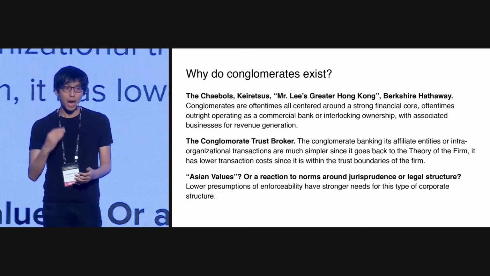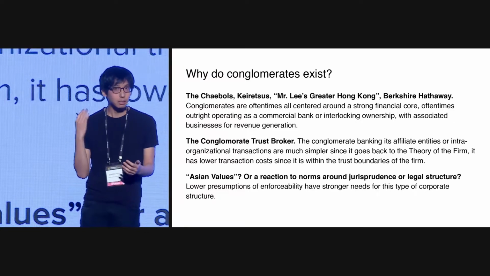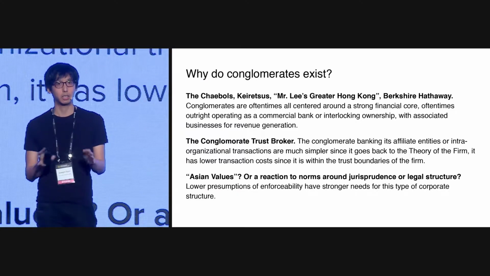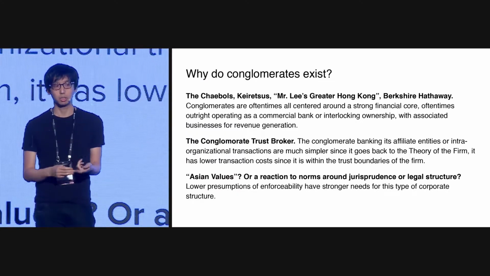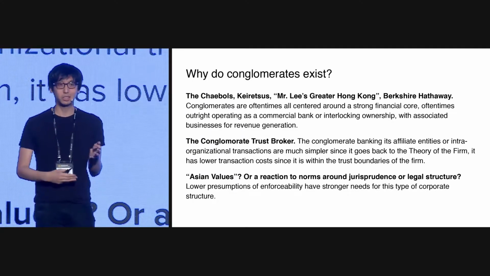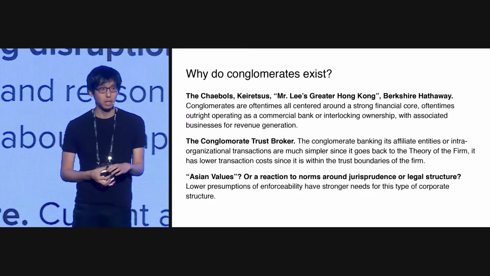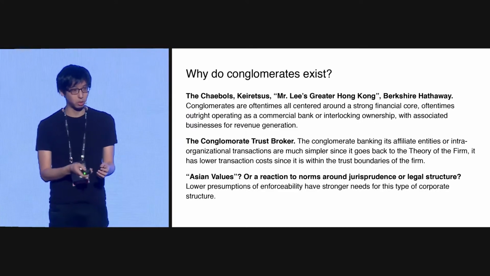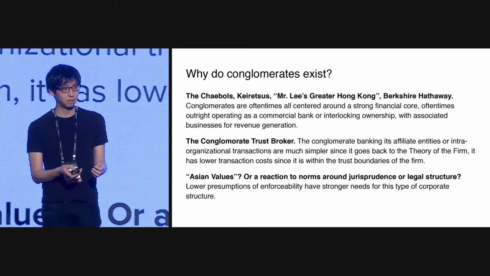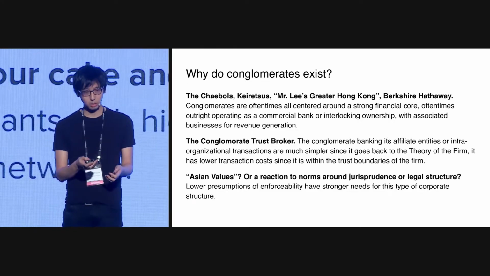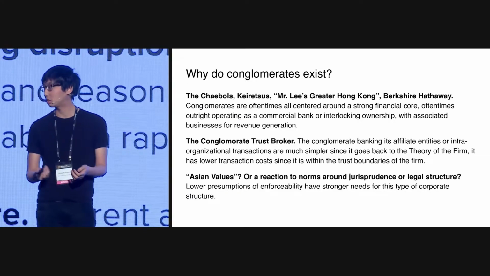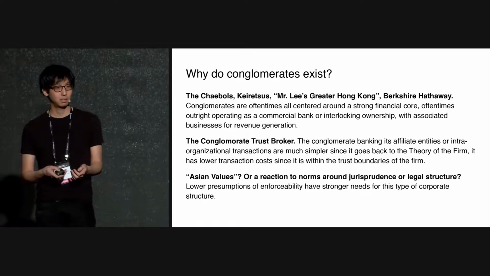Why do conglomerates exist, right? This is global. It's not just Korea that has chaebols. Keiretsus, right? We're talking Mitsubishi, Mitsui, Mr. Lee's Greater Hong Kong, basically Li Ka-shing, Hutchison, et al. Berkshire Hathaway with Warren Buffett. Conglomerates are global, and, oh, shoot, hold on. What happened to this? Okay, there we go. I don't know what's going on with this, but it seems to be just backtracking for me.